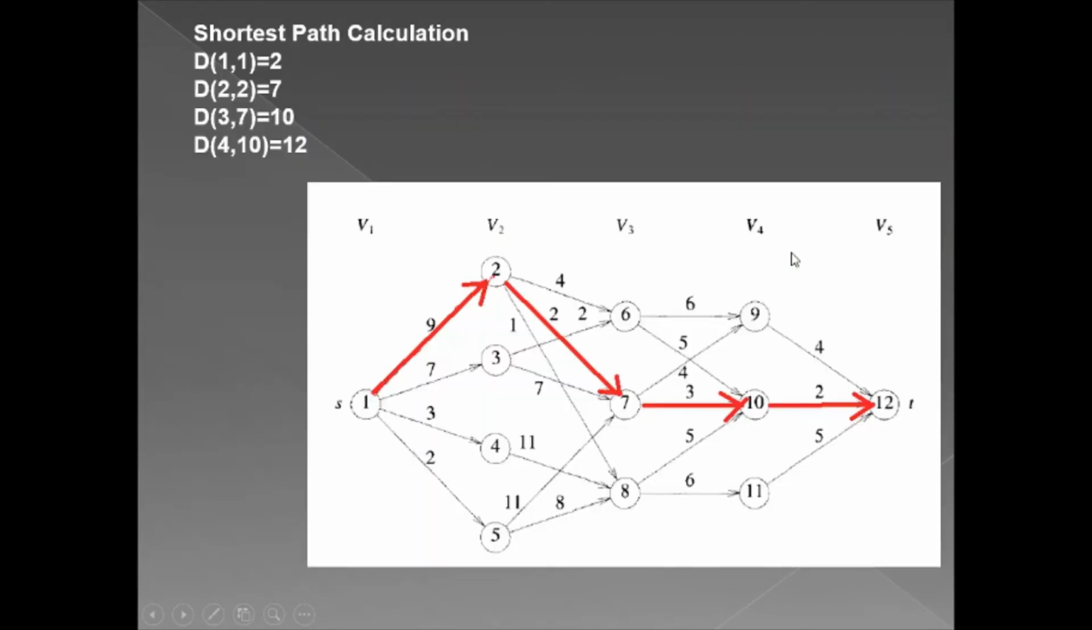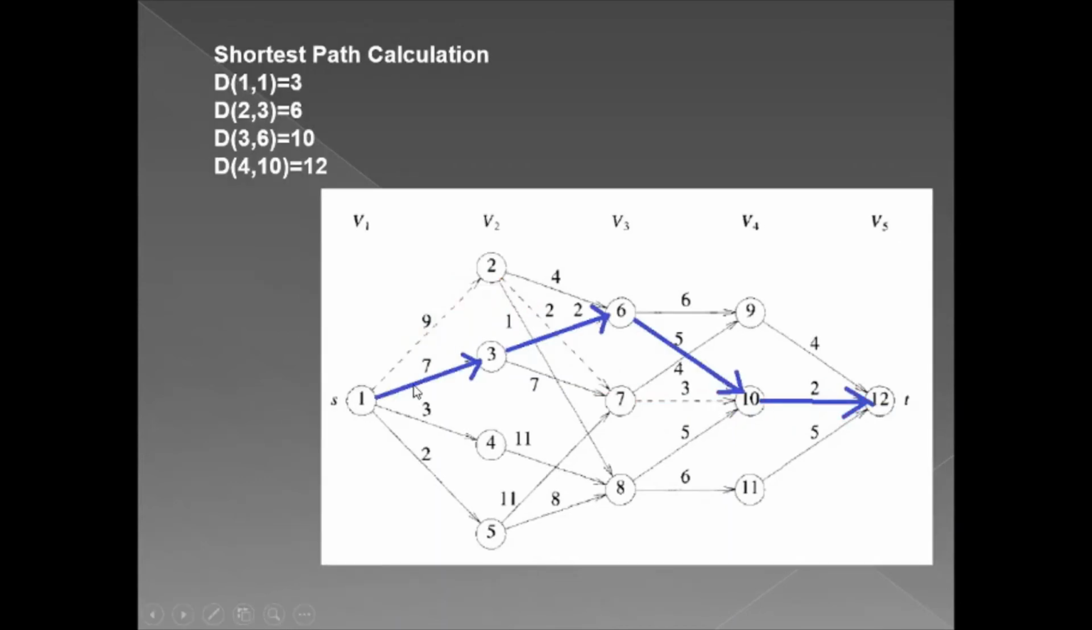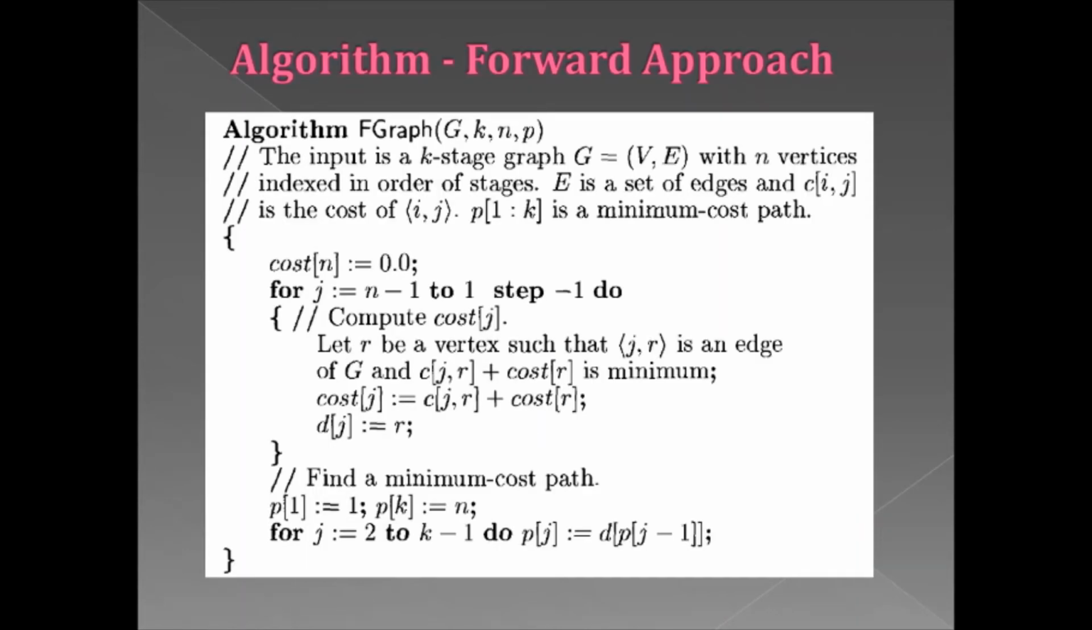The same thing we have shown here: from vertex number 1 you can move to 2, then to 7, then to 10, and then to 12. Your second solution is choosing the third node from the source node, then moving to 6, then to 10, and then to 12. So this is how we found 2 minimum paths for the multistage graph.